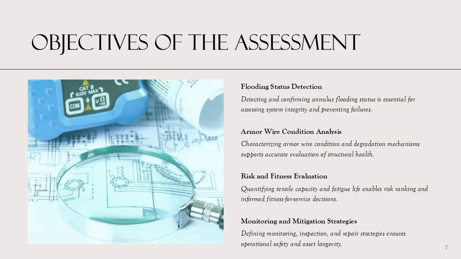The primary objectives of the assessment include detecting and confirming annulus flooding status, characterizing armor wire condition and degradation mechanisms, quantifying remaining tensile capacity and fatigue life under degraded conditions, establishing risk ranking and fitness for service decisions, and defining monitoring, inspection, mitigation, and repair strategies.